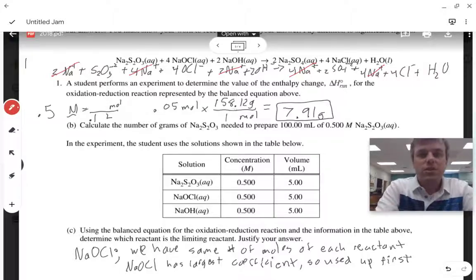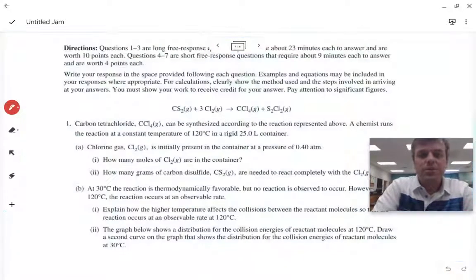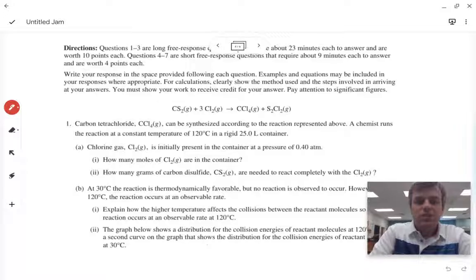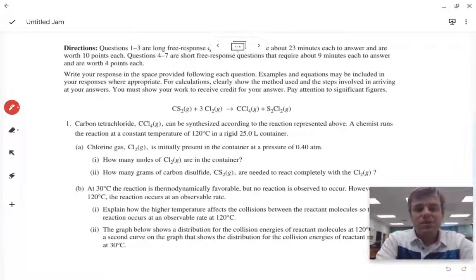Now let's look at another problem. This one says carbon tetrachloride can be synthesized according to the reaction above. A chemist runs the reaction at a constant temperature of 120 degrees Celsius in a rigid 25-liter container. Chlorine gas is initially present in the container at a pressure of 4.4 atmospheres. How many moles of Cl2 are in the container? So take a minute and see if you can figure that out.